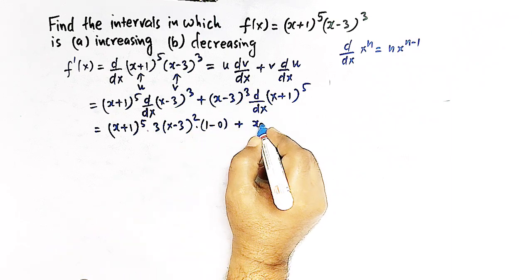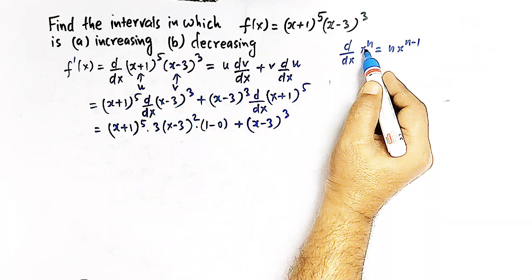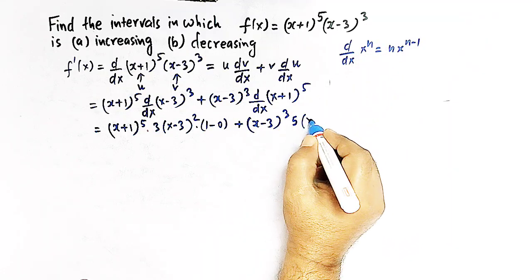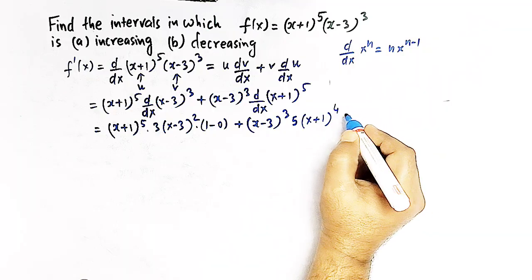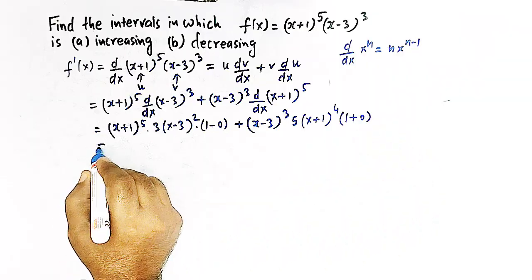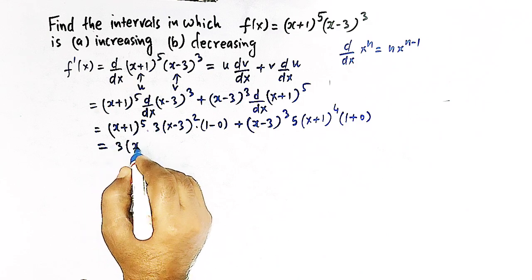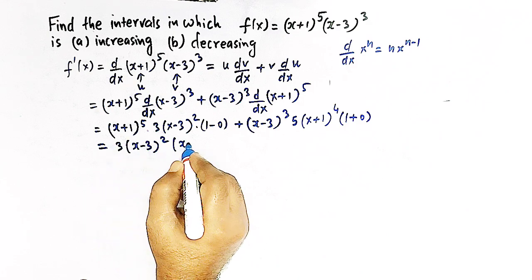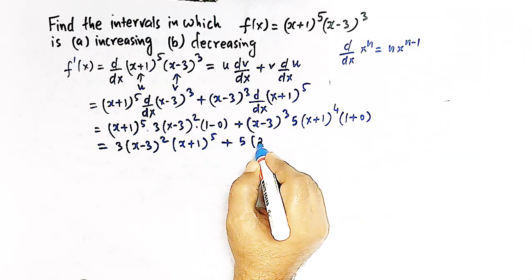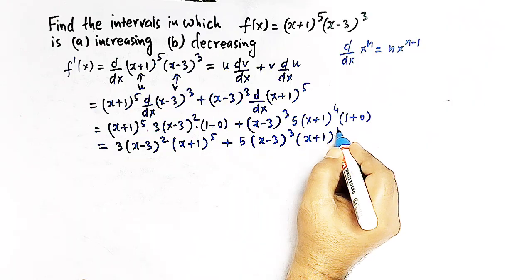And then here we have (x - 3)^3, and again we'll make use of the same formula. So we have 5 times (x + 1)^4, and the derivative of x + 1 is 1 plus 0. Now we can simplify it. So we have 3 (x - 3)^2 (x + 1)^5, and then 5 (x - 3)^3 (x + 1)^4.